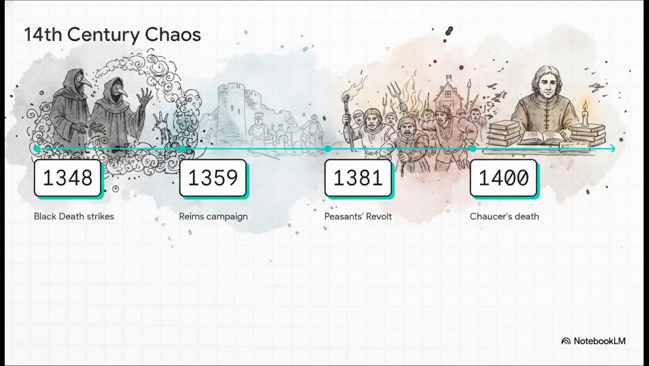In 1348, the Black Death struck and wiped out roughly half the population. Half! Then you had the Little Ice Age causing massive crop failures, and by 1381, all that pressure exploded into the massive social unrest of the Peasants' Revolt. Chaucer lived through all of it, passing away right at the end of the century in 1400.